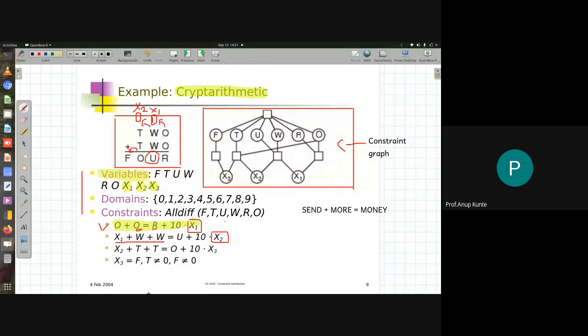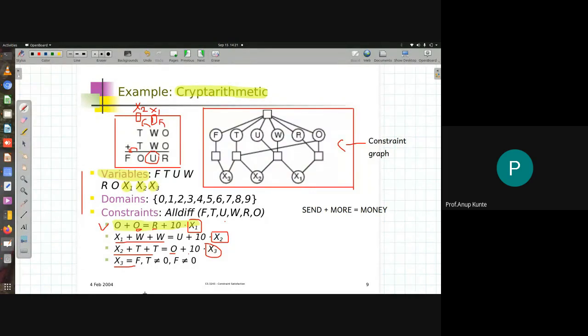Now when I add T plus T, I add T plus T plus this second carry. That is how the addition will actually look. Then the resultant will be equal to O plus 10 into the third carry, but this third carry actually goes to the next digit. So the next digit F should be equal to the third carry. So F is actually going to be my third carry in this calculation.